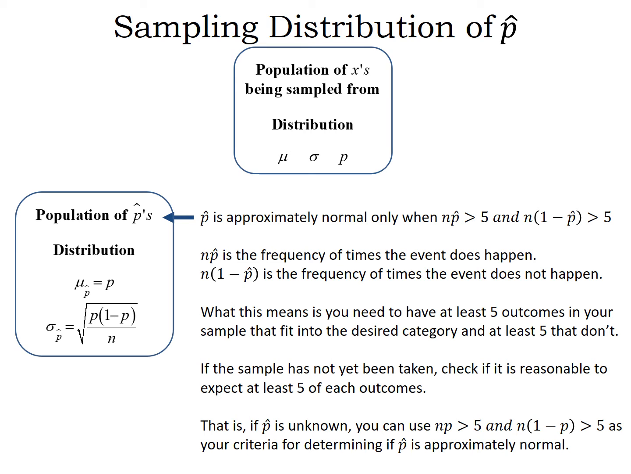But if n times p is 800, even if your sample doesn't match the population very well, you still know you're going to get way more than 5 of that particular outcome. And so that's what we're talking about here. We need to have a reasonable expectation that the frequency of times that you get your event happening is going to be bigger than 5, and the frequency of times the event doesn't happen is also going to be bigger than 5. As long as that's true, we can use all of our normal distribution tools to approximate p hat.